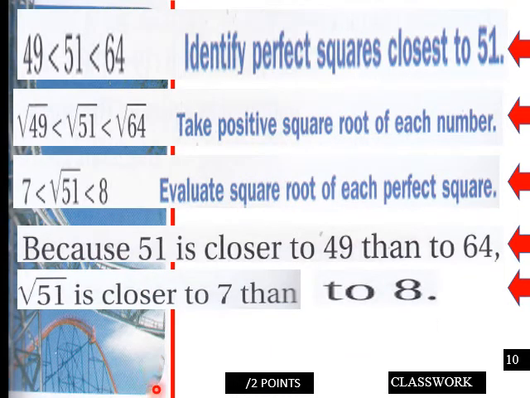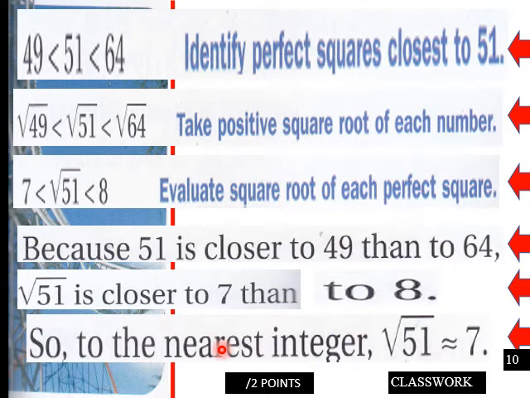And these kinds of mental math techniques are good for when you're taking highly important tests like the SAT and other tests. You can do that mentally. So the nearest integer, square root of 51, is approximately 7.